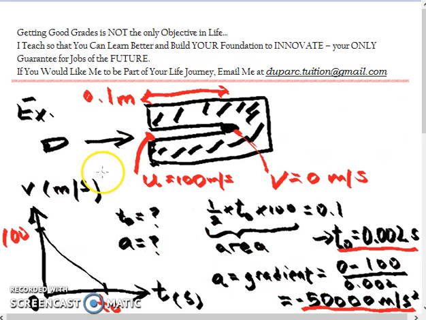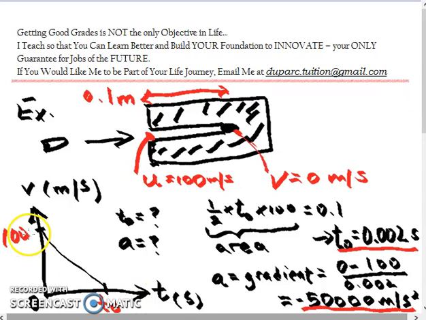Now let us look at an example. In this example, a bullet penetrated a block with an initial velocity of 100 meters per second. It comes to a complete stop after traveling 0.1 meter into the block. So given this information, you can actually plot out a velocity time graph here on the left.